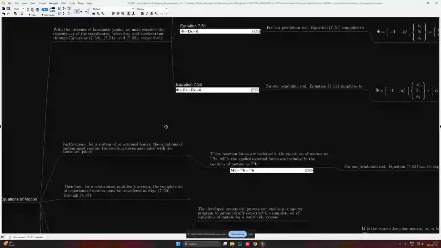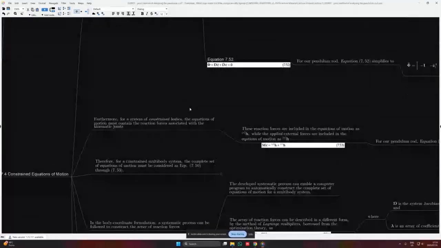Now, furthermore, for a system of constrained bodies, the equations of motion must contain the reaction forces associated with the kinematic joints. Up to now, you'll notice that we've essentially focused on the kinematics. Now we want to start looking at the actual underlying dynamics, and this is a typical process that one follows whenever you set up a multi-body mechanism. Start with the kinematics, and once you have that figured out, then you move over to the forces and do an actual dynamic analysis.